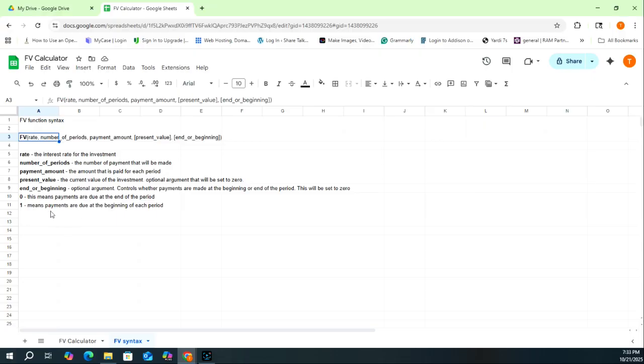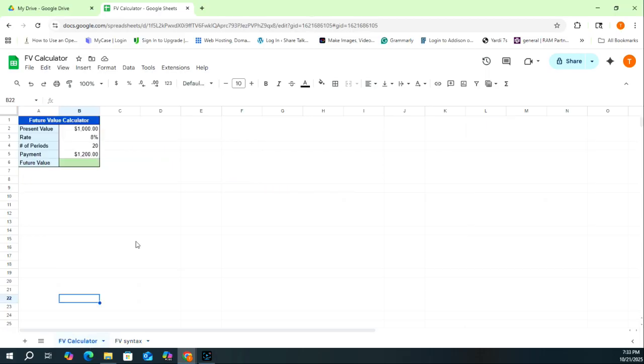If they're going to be at the end of the period, we're going to use 0. If they're going to be at the beginning of the period, we would use 1, but we're not using the end or beginning periods. So by default, it would be set at 0. So let's get into creating this future value calculator.